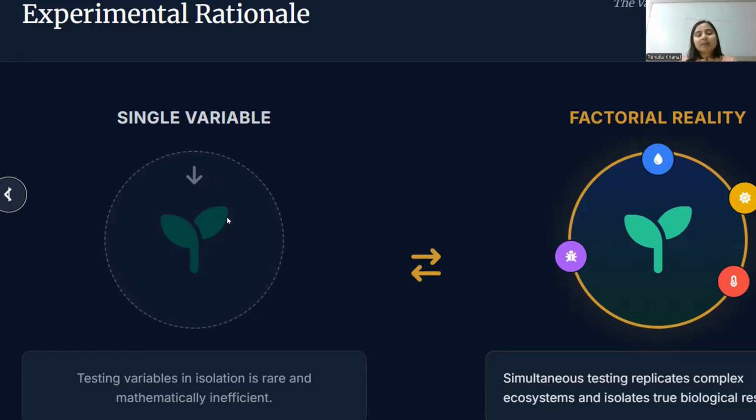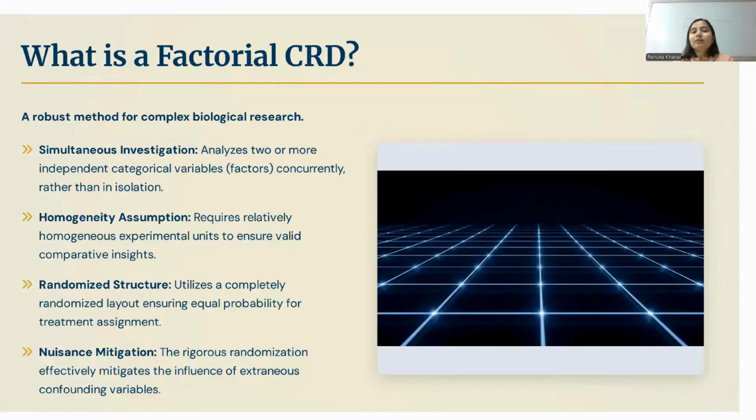In this image, on the left-hand side, a plant is receiving only one variable at a time. But on the right-hand side, the plant is receiving varying levels of pathogen, water, light, and so on. This is where we need the concept of factorial. This is factorial reality, where the plant receives multiple factors simultaneously, and we can evaluate the multiple factors together. How should we proceed with the randomization of our treatment?